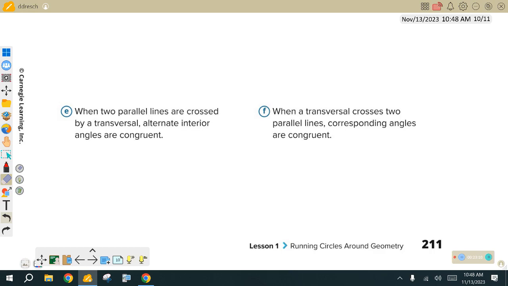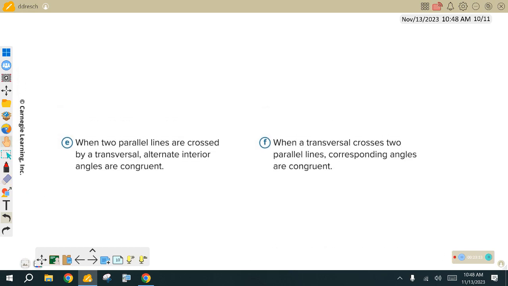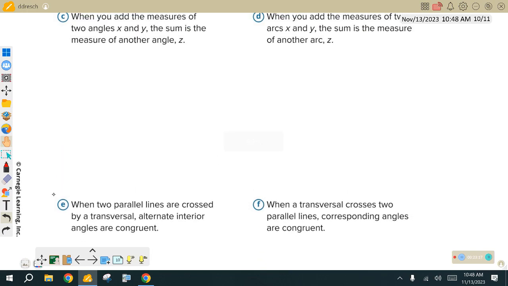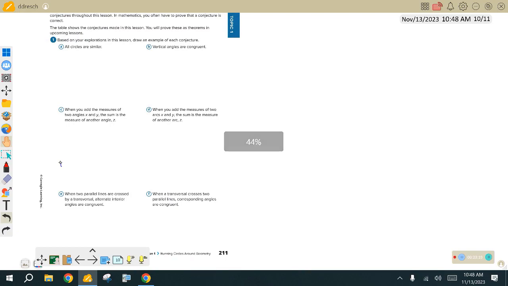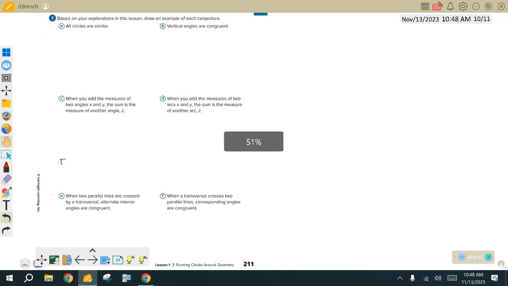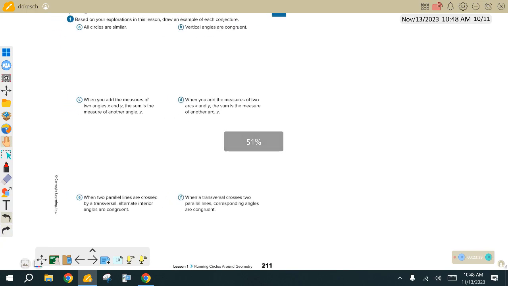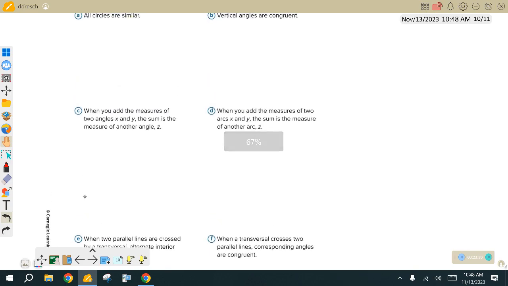Page 211 is all about that vocabulary again. I want to take a look at some of our vocabulary that we've been using.